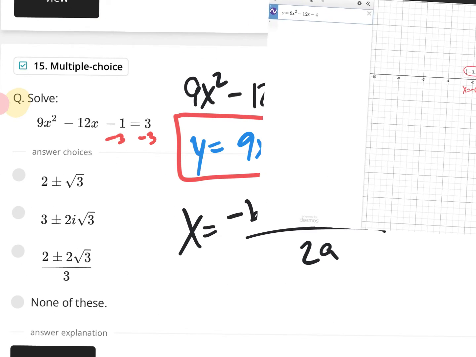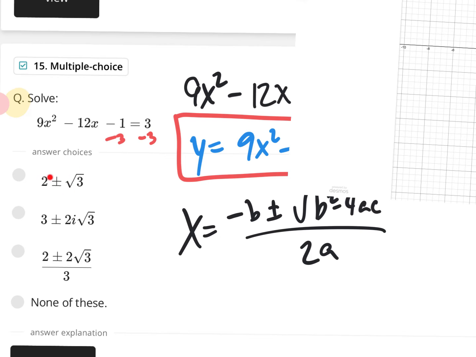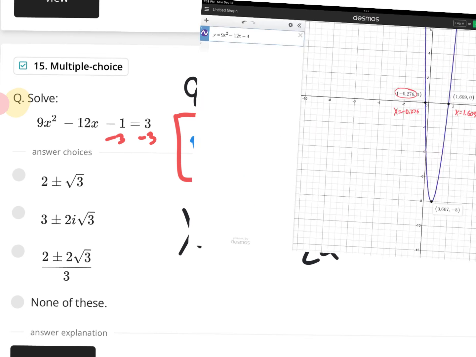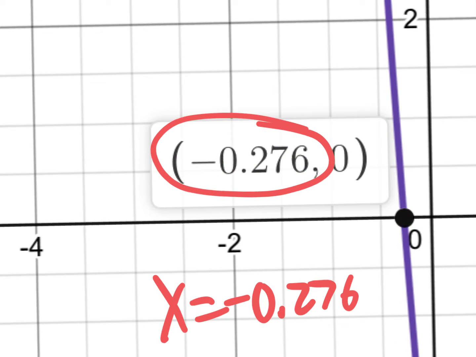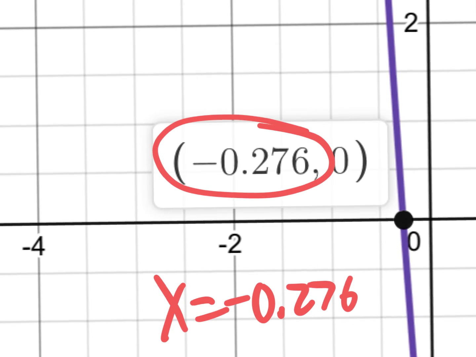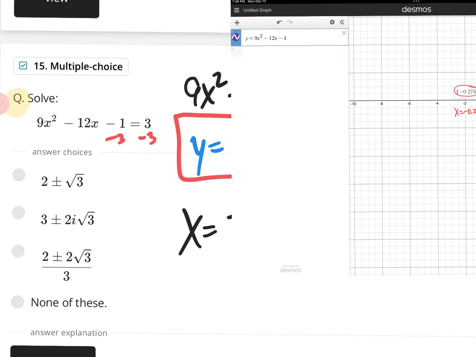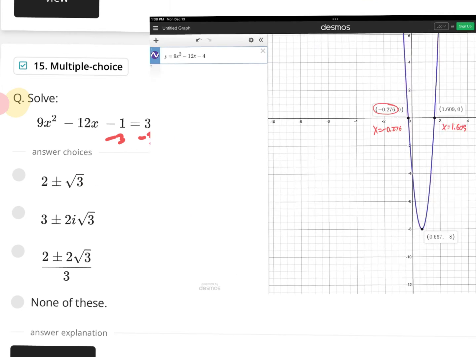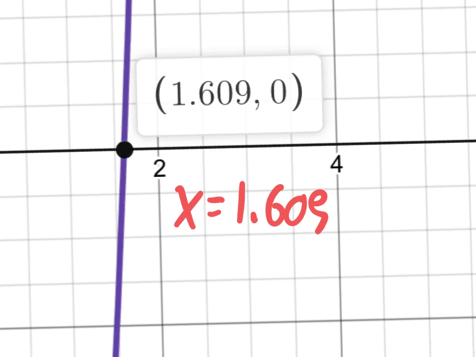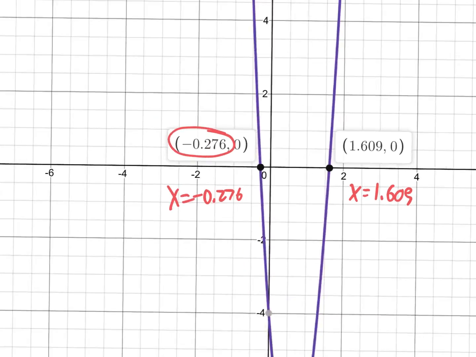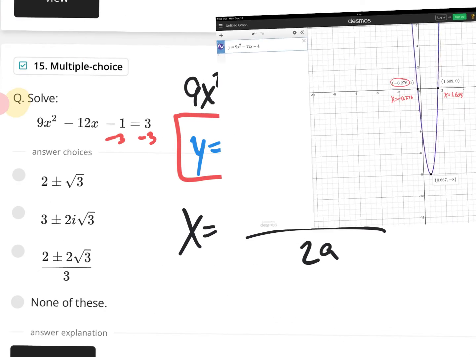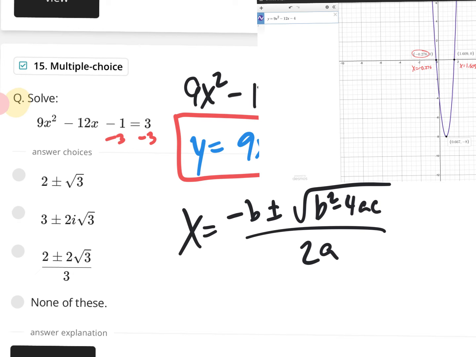So if you wanted to, you could go to this first answer and on the calculator go 2 plus square root of 3, hit equal, it'll give you a decimal, and see if that decimal is -0.276. Does that make sense? And then you could go back and do the same thing, 2 minus square root of 3 with the calculator, hit equal, and see if it actually gives you that answer, 1.609.